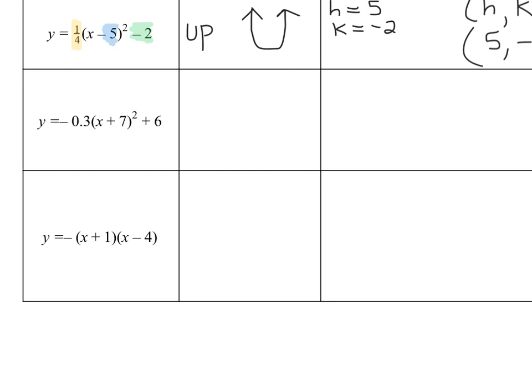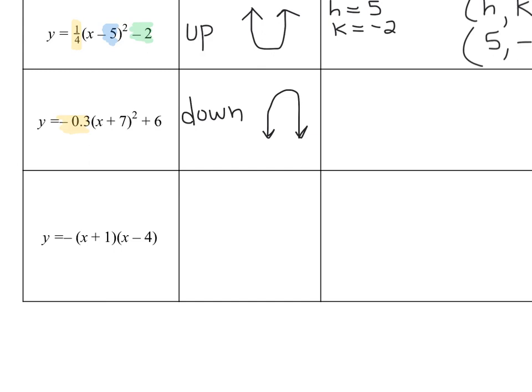In our second equation, we've got y equals -0.3 multiplied by (x plus 7) squared plus 6. To determine the direction of opening, we're going to start by looking at our a value, which is right here in the front of the equation, and we're going to pay specific attention to the sign. We have a negative a value this time, a -0.3. Because the value of a is negative, our parabola is going to open down. And when a parabola opens down, it is an upside down U shape.